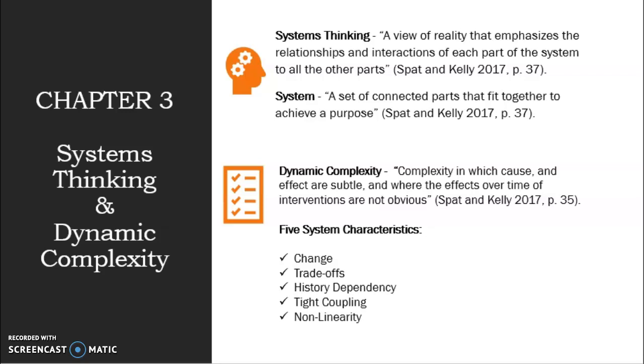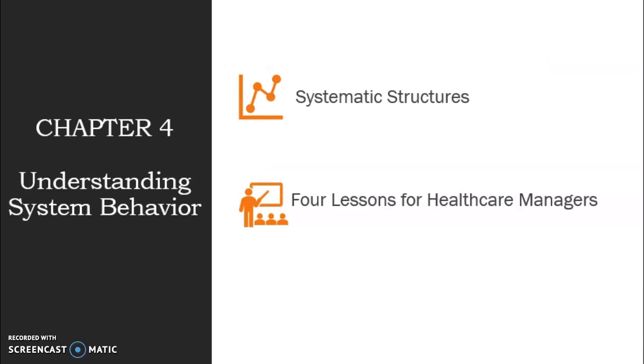This is useful for us future managers when addressing complex problem situations. In addition, systems thinking can also be beneficial in achieving quality because utilizing this approach can be useful in identifying what helps and what hinders any quality improvement processes we are planning within our organization. So now let's dive into Chapter 4, which is understanding systems behavior.